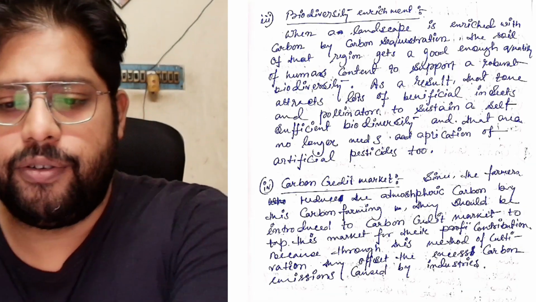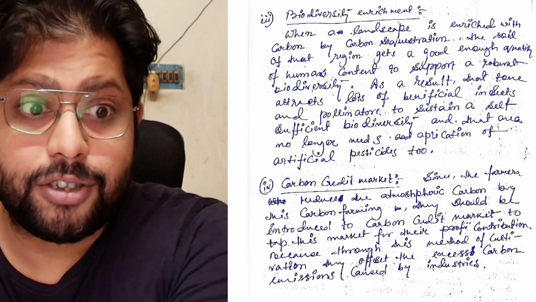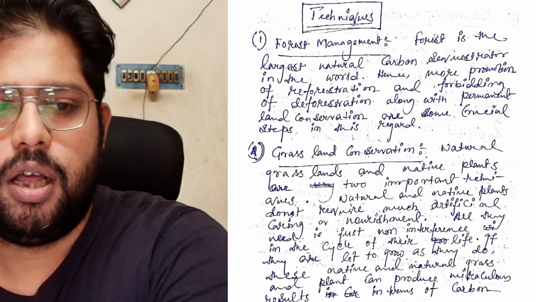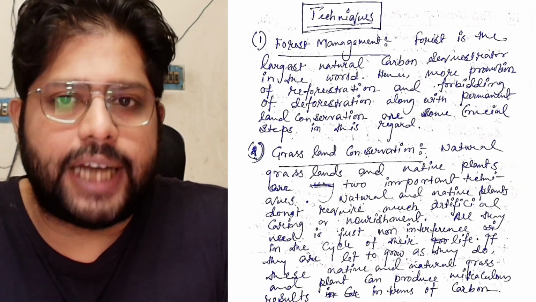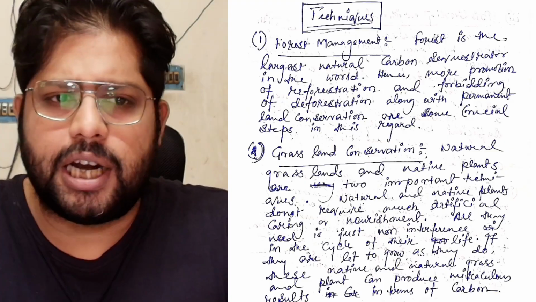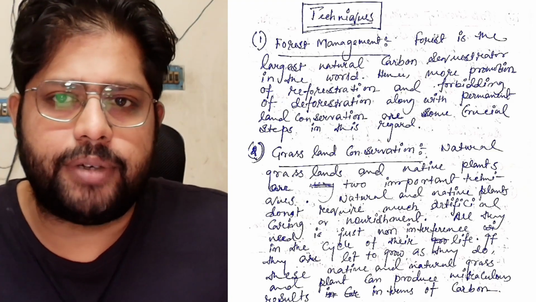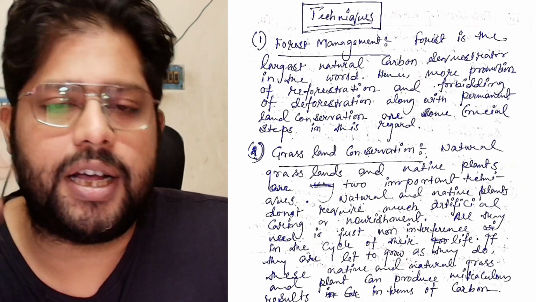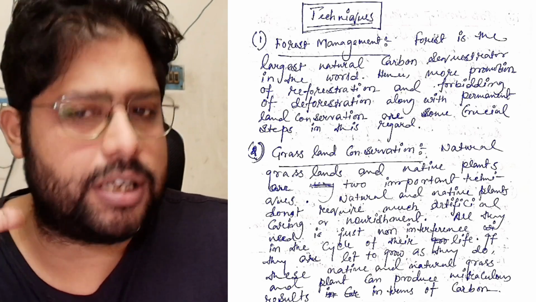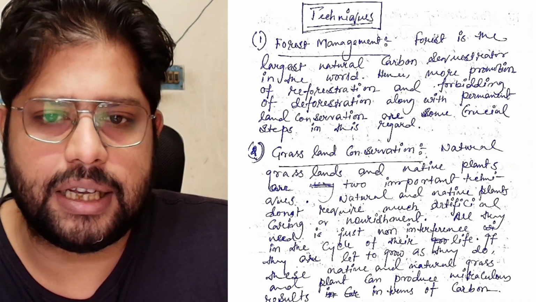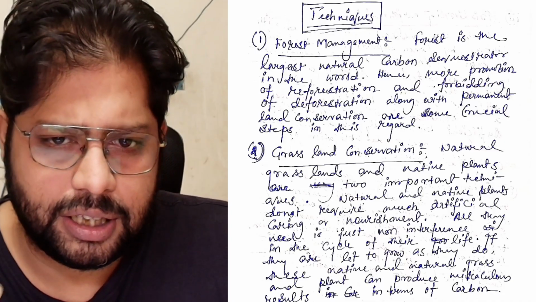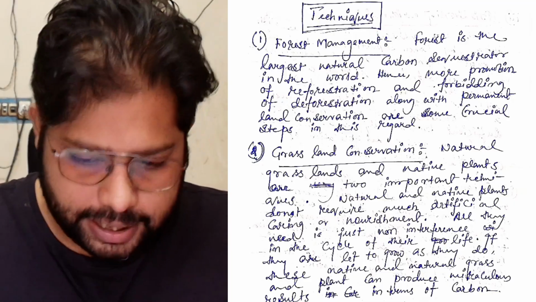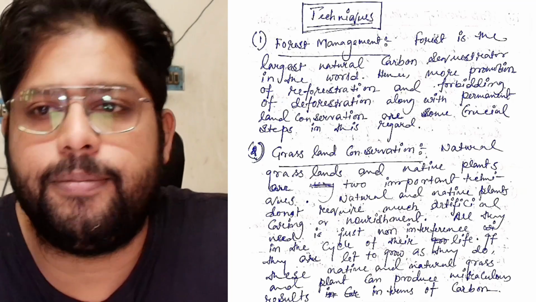Okay, so let me go to the next topic. Now we have come to techniques. We have to understand how many types of techniques there are to do this kind of carbon farming. The first one is forest management, the second one is grassland conservation. In this way you have four techniques. So the first one is forest management.